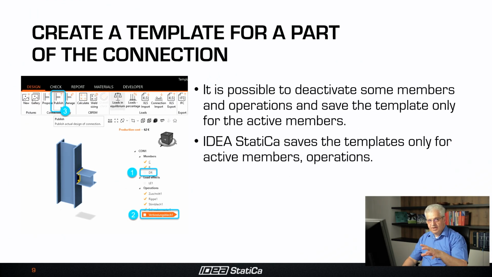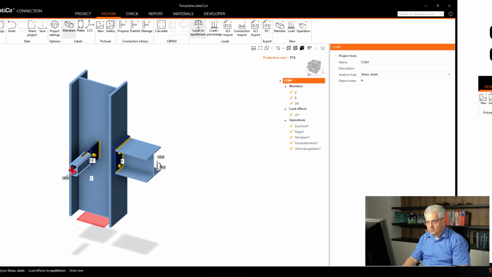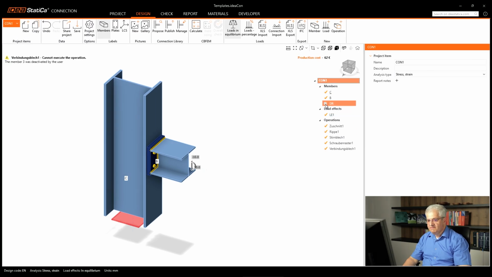Sometimes you have a complicated connection and you want to save a part of it because it's okay for you and you can use it in another connections, but it's too much in one, so you don't need to save the whole connection. You see there is a good part like here with only double head plate. So what you can do, simply deactivate members you don't want to connect, then you will get some operations, they can be not executed because we don't have the members for it. We have to deactivate also these invalid operations, and then you go to publish.